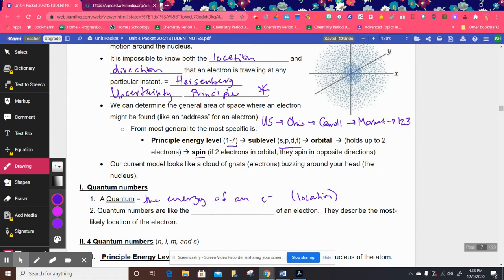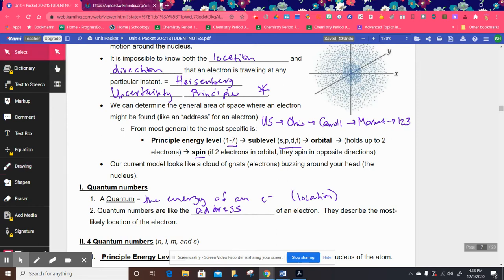So quantum numbers, the principal energy level, sublevel, spin, and orbital, I skipped that one, are like the address of an electron. They describe the most likely location of that electron. So just like I could say, typically I would find you at your house, but I don't know exactly what room in the house you are in.